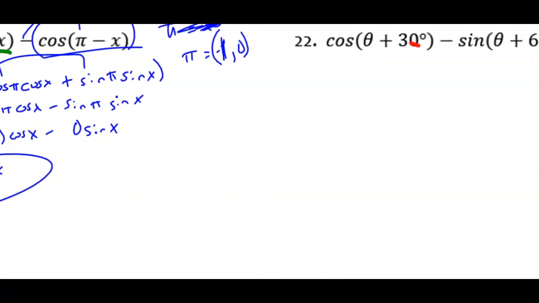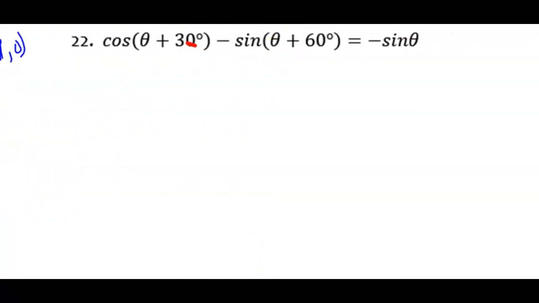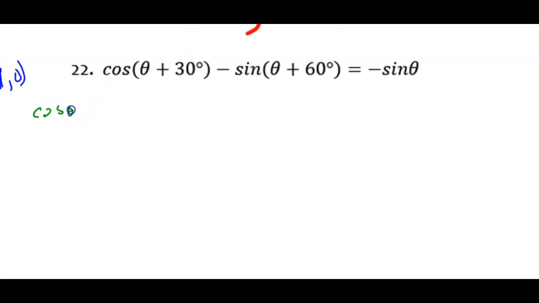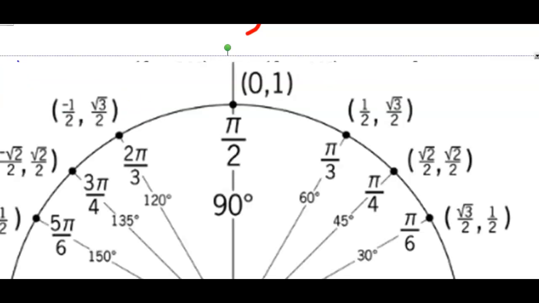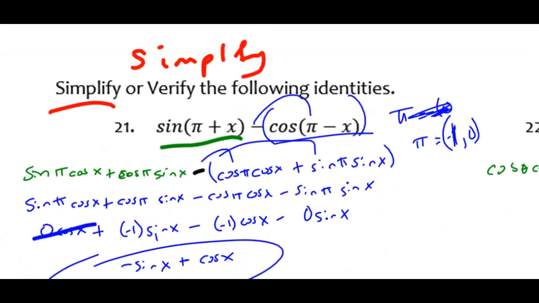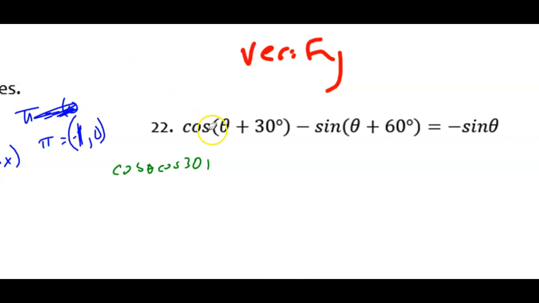All right. For this next example right here, I don't know how this mark got over here. So this one is a verifying problem, because we have something equal right here. So I'm going to expand this again. So I'm going to do cosine of theta, cosine of 30, minus. Sorry about that. So we need to go minus right here. So cosine of theta, cosine of 30, minus sine of theta, sine of 30, minus, and I'm going to go ahead and expand this one all the way out too.